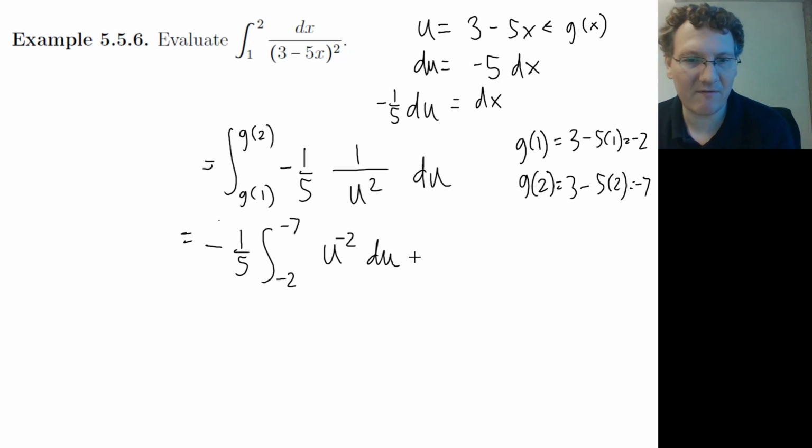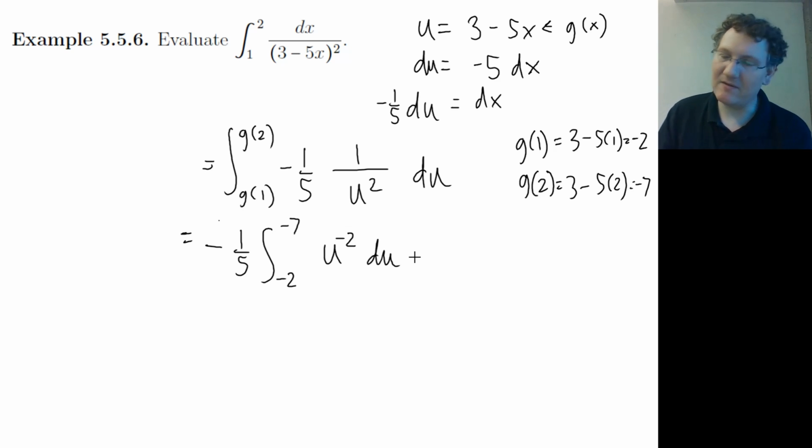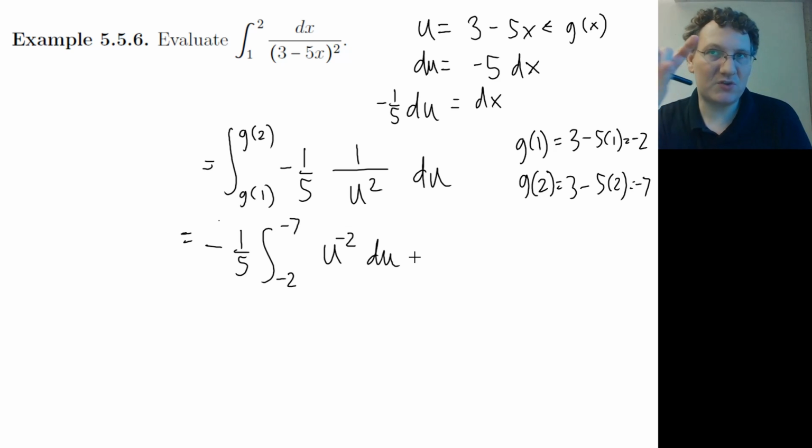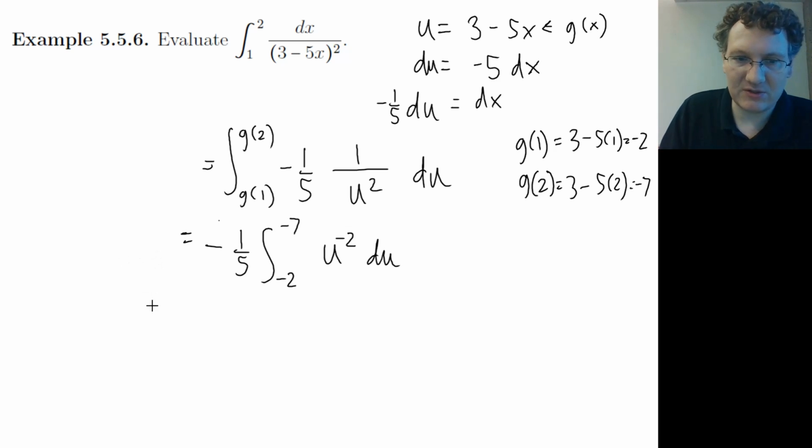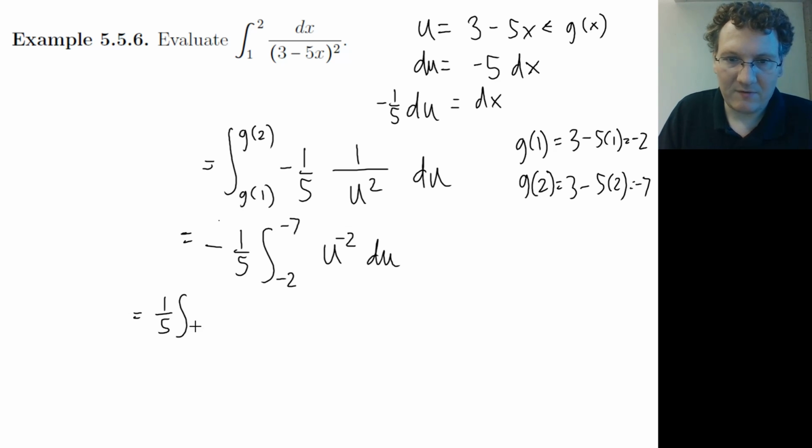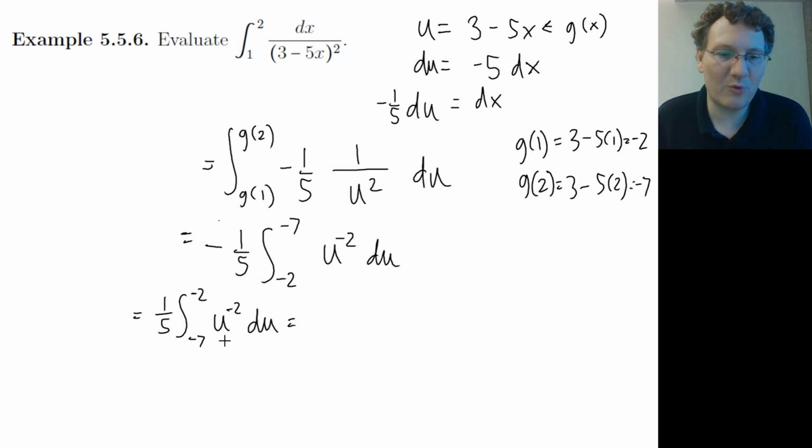Okay, the issue I have with this is a lot of negatives. And remember, if you swap the bounds, you will change the sign of the integral. So what I'm actually going to do is write this as 1/5 integral from -7 to -2 of u to the -2 du. Okay, so now the lower bound actually is less than the upper bound. So we can evaluate this.